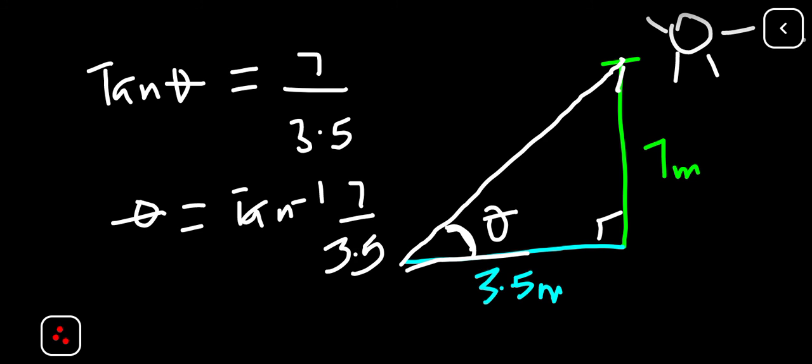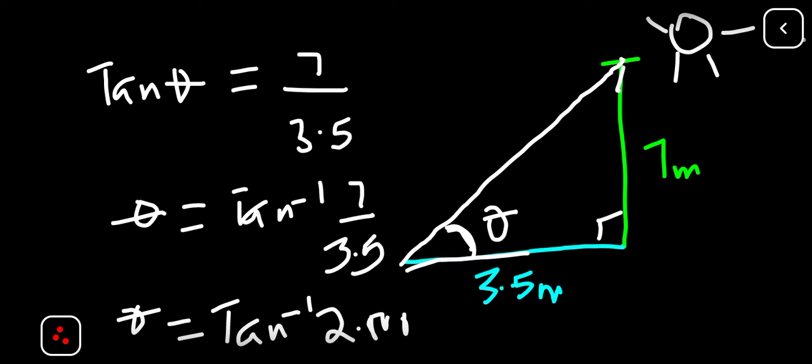All right. So now 7 over 3.5 is 2.00. So that means theta is equal to inverse of tan 2.000. So this will give you what? Theta will now give you what? This is equal to 63.43 degrees. And that is your answer. This is the angle of elevation.